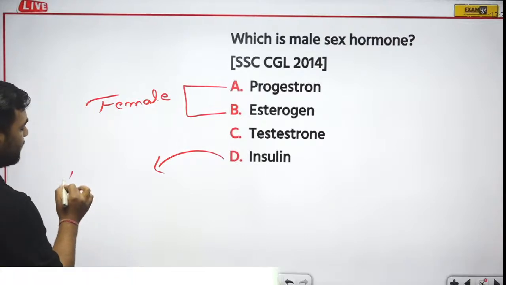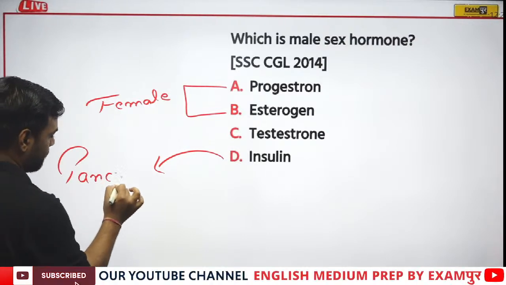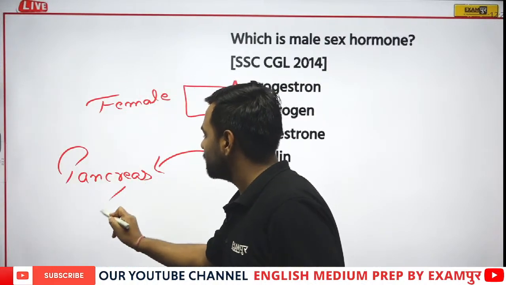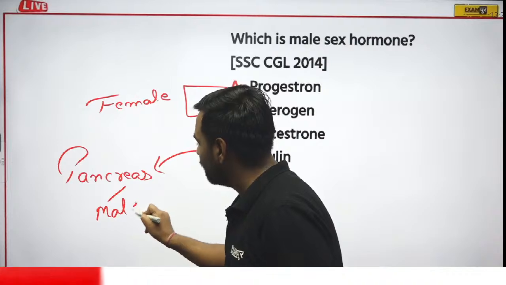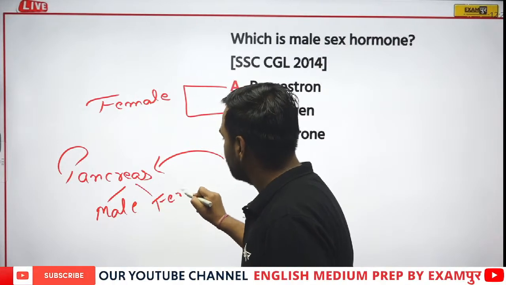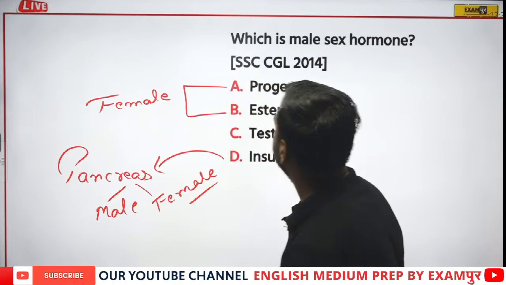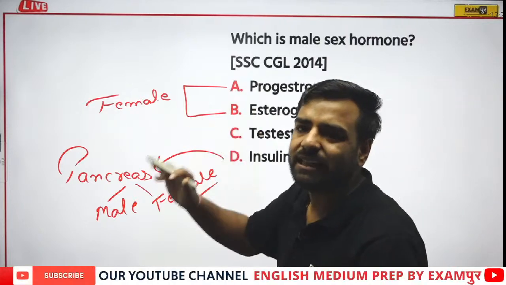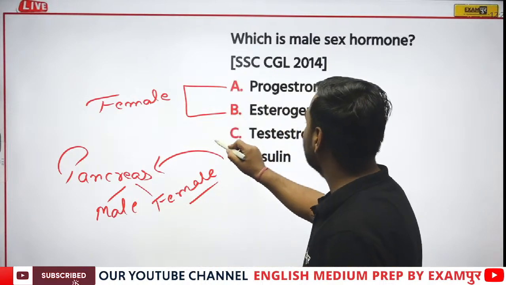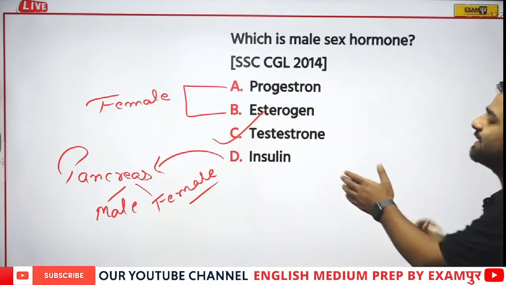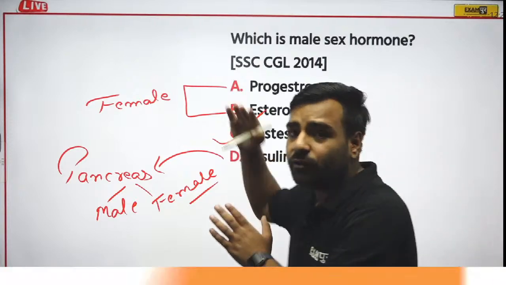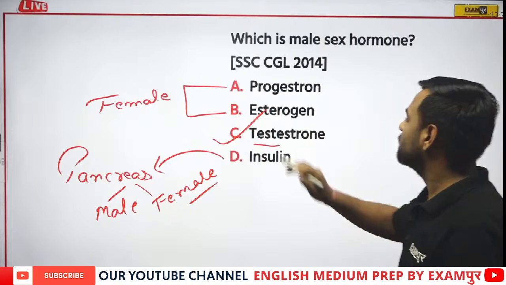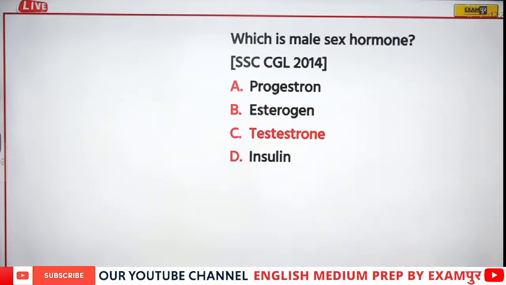So here I was talking about insulin. It is released from the pancreas, and no matter whose pancreas it is, male or female, it is going to work. Now, what is the option left? The only option left is option C, that is testosterone. So Momita, Nikita, Sudesh, you all are correct. You can even relate it with the starting term, testes, which is part of the male reproductive system. That's why the correct answer is option C, testosterone.